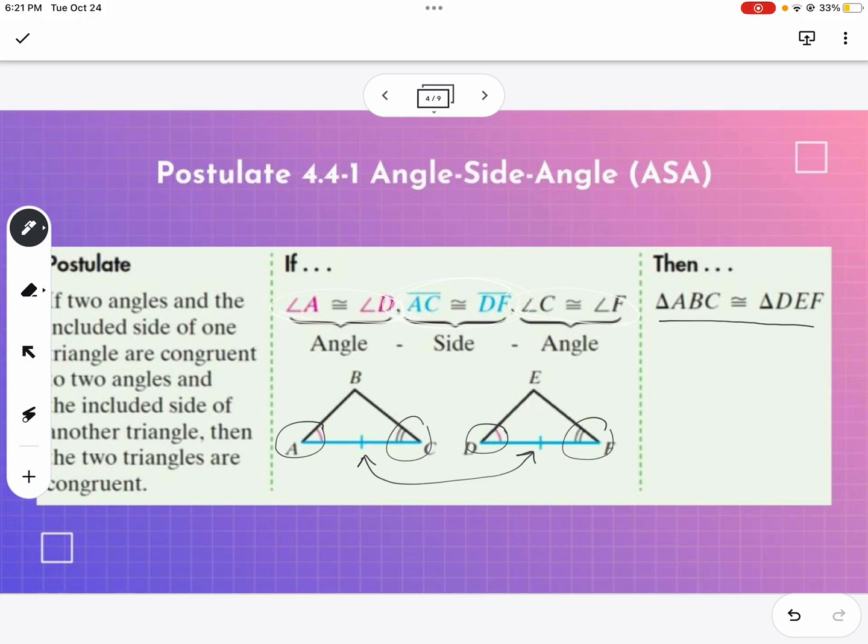They're using that terminology over here. The included sides here are also congruent. Then we're using our angle side angle. And remember, use the order of the letters here to help you out. It should be angle, side, angle. The side should be in between the 2 angles that you're using in your postulate, in your proof.